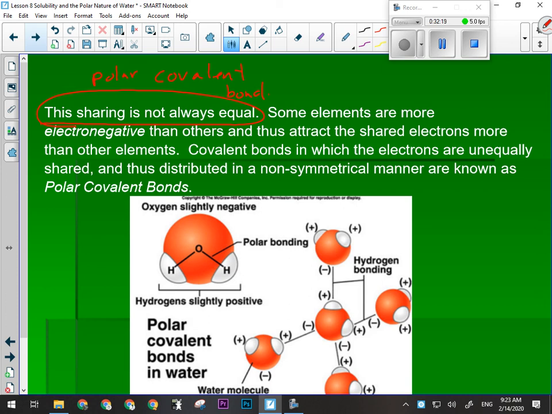So some materials are more electronegative than others. And electronegativity is actually a physical property, and it's listed on your periodic table. If you look on your periodic table, right underneath the atomic number is a number. For oxygen, that number is 3.4, right below the 8. Oxygen's electronegativity is 3.4. Hydrogen's is 2.2. Electronegativity is how hard that material holds on to electrons.